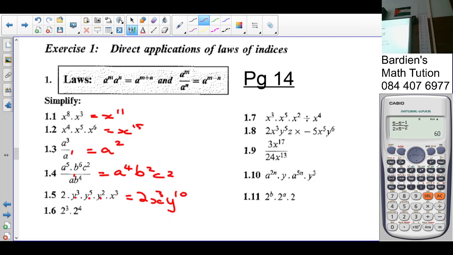Now we always tend to write variables in alphabetical order. So if you had written 2y^10 x cubed, it's the same as 2x cubed y^10. Okay, both are acceptable, both get full marks. It's just that the proper way of writing it is 2x cubed y^10. Why? Because it is in alphabetical order. But again, if you had written 2y^10 x cubed, full marks.